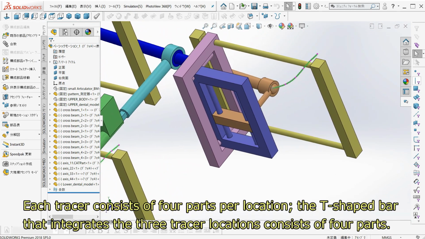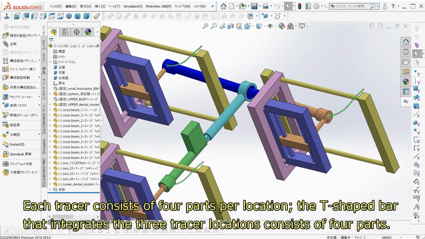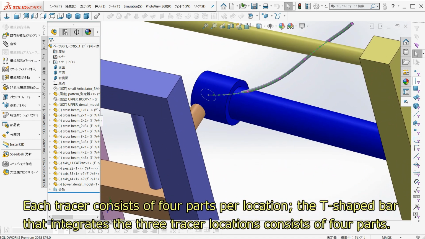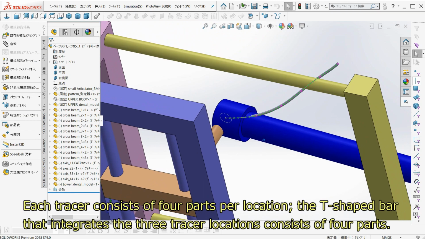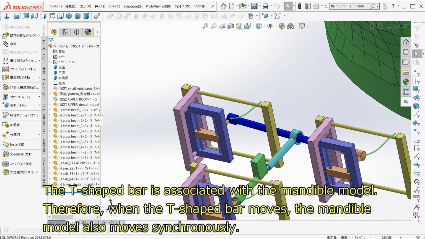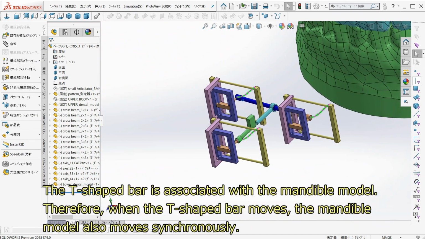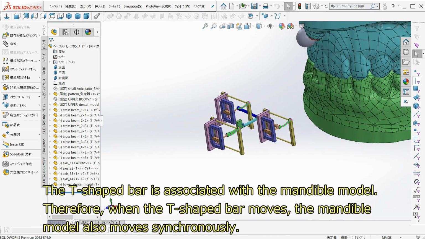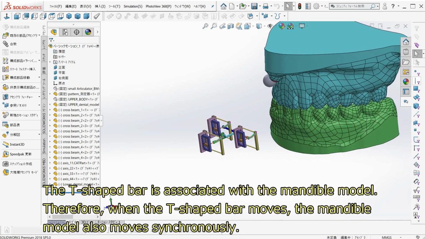Each tracer consists of 4 parts per location. The T-shaped bar that integrates the 3 tracer locations consists of 4 parts. The T-shaped bar is associated with the mandible model. Therefore, when the T-shaped bar moves, the mandible model also moves synchronously.